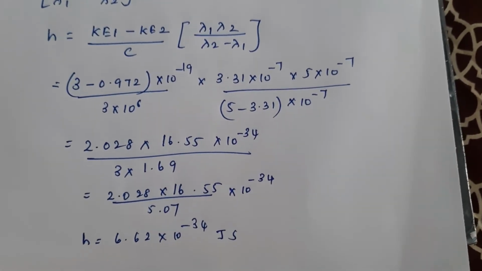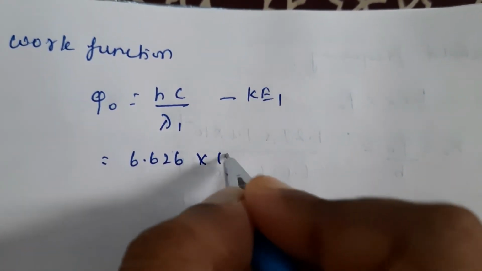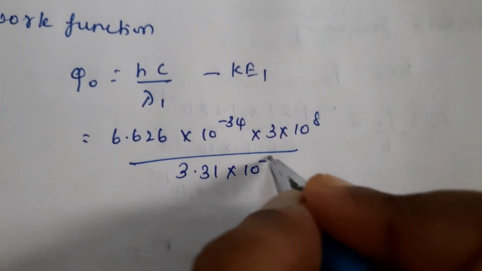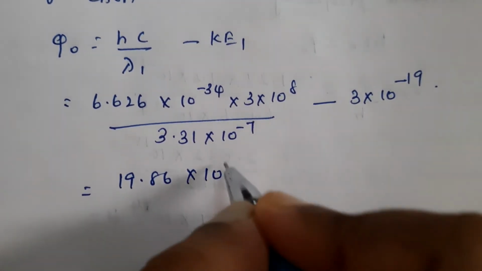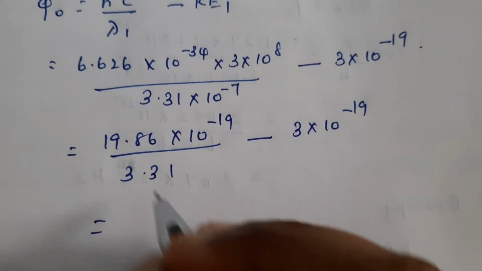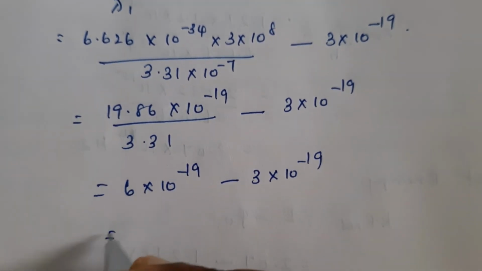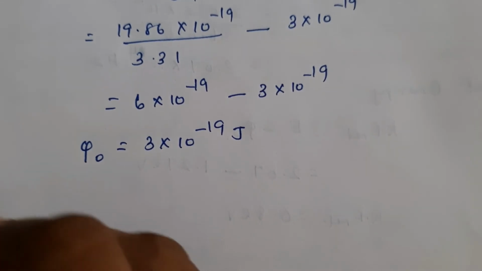So we have found out the h value. Now we have to go for the work function. Phi 0 is equal to hc by lambda 1 minus kinetic energy 1. So it is 6.626 into 10 raised to minus 34 into 3 into 10 raised to 8 divided by lambda value 3.31 into 10 raised to minus 7, minus kinetic energy 3 into 10 raised to minus 19. If you multiply this, 19.86 into 10 raised to minus 19 divided by 3.31, minus 3 into 10 raised to minus 19. If you divide this, you will be getting 6 into 10 raised to minus 19 minus 3 into 10 raised to minus 19. So you will be getting the value of phi 0 as 3 into 10 raised to minus 19 joules.